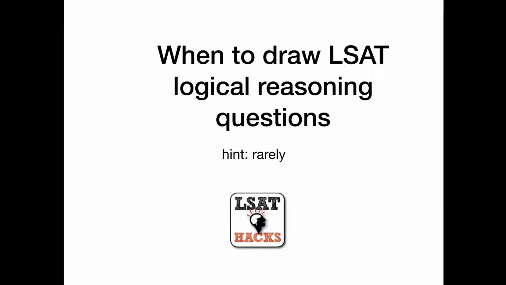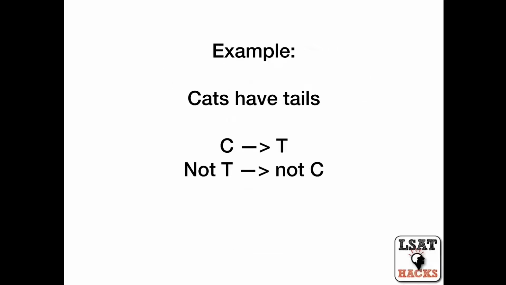Hi everyone, this is an LSAT hacks video on when to draw LSAT logical reasoning questions, and this is something you should rarely do. First of all, what do I mean by drawing? I'm talking about conditional statements. So if I say something like cats have tails, you probably know you can draw it as C arrow T, and the contrapositive is not T arrow, not C. If this is unfamiliar to you, then you should check out some videos on doing conditional reasoning diagrams, because that's what I'm talking about in this video.